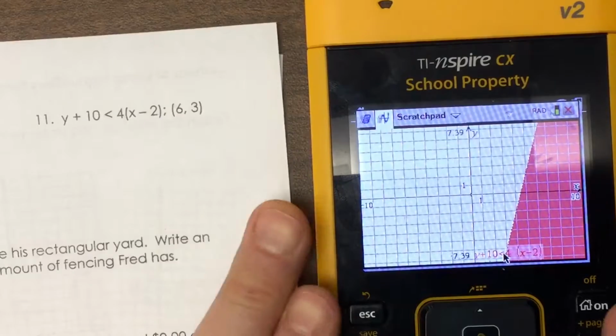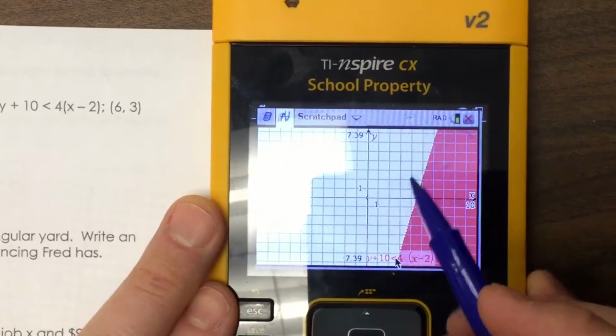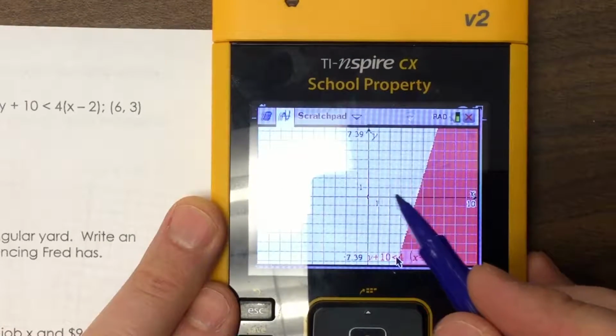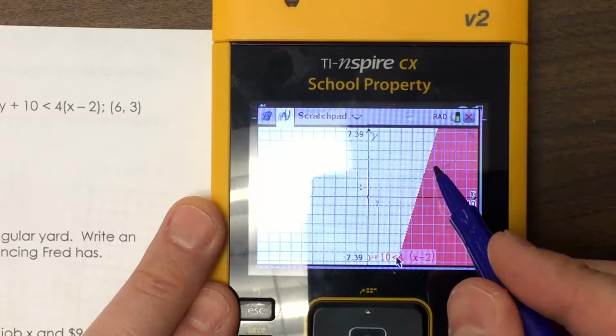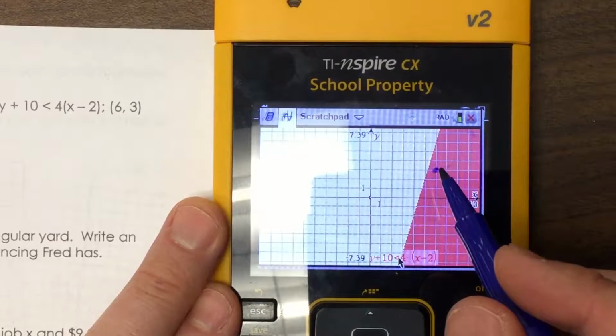6 comma 3, is that in the inequality? That is 2, 4, 6 to the right, 1, 2, 3 up. It is in the inequality. It's right there in the shaded area.